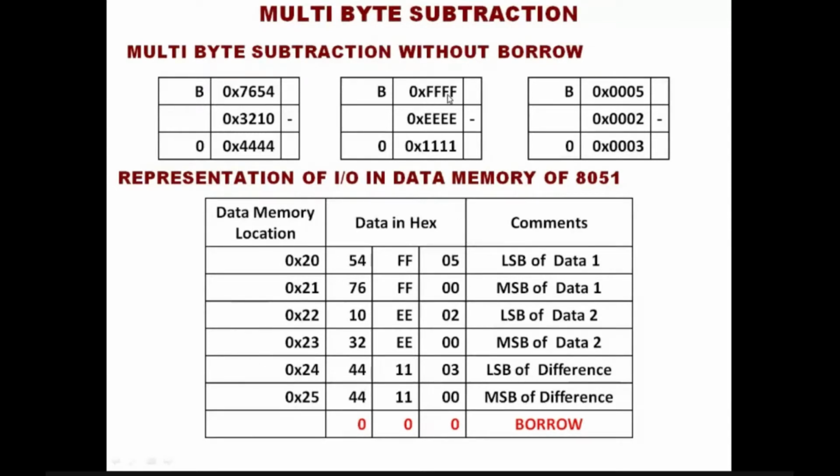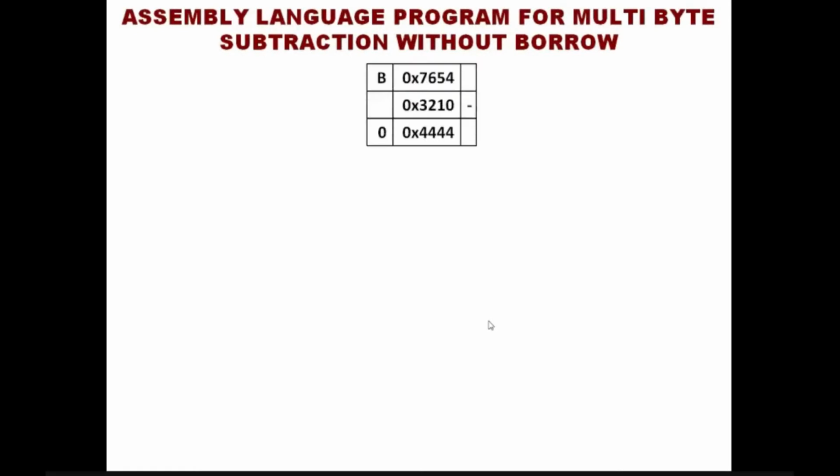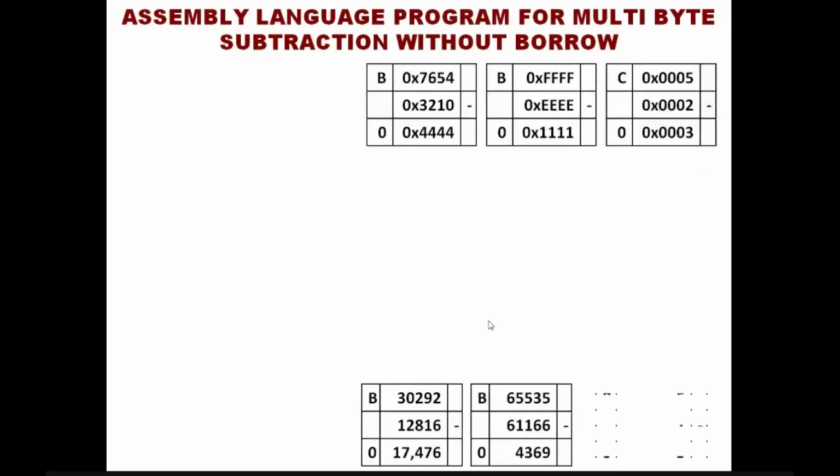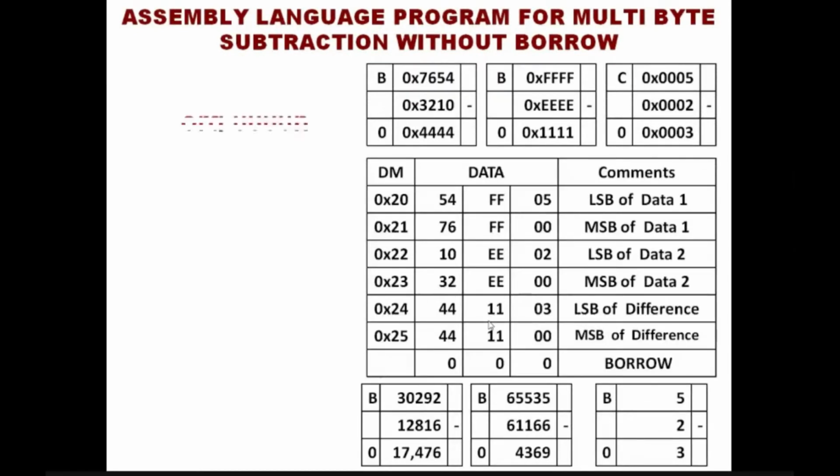Similarly, for FFFF minus EEEE, the answer is 1111. The only thing, and I'm reminding you several times, is least significant byte first and most significant byte next. This is the template or format we are using for performing any multi-byte addition as well as multi-byte subtraction. So this is what we need to understand. When you write a program, the program will be like this for all these values.